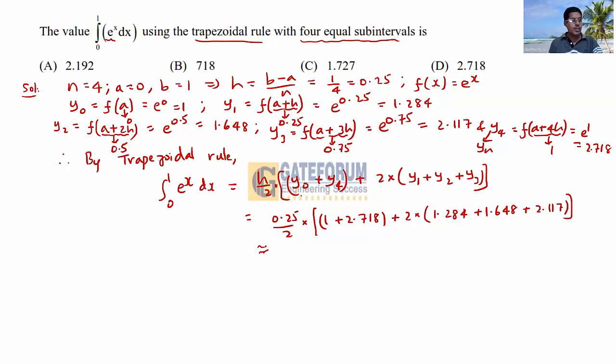Anyhow, 3 places, 2 places, as you wish. So this simplifies to 1.727 approximately. So the answer is 1.727. Accordingly, the option is C. This is the end of the question.